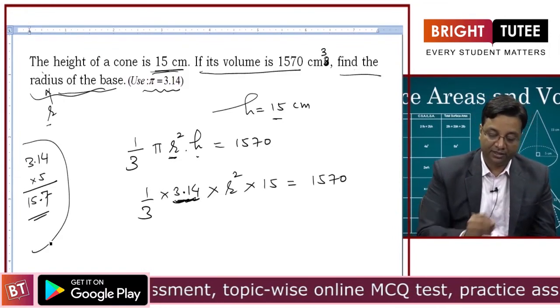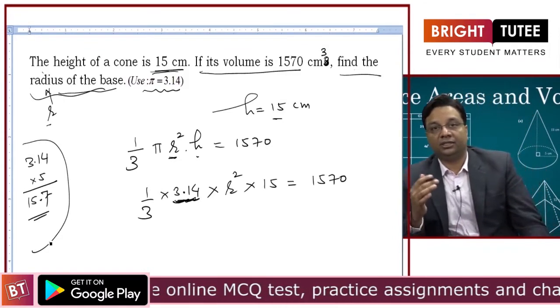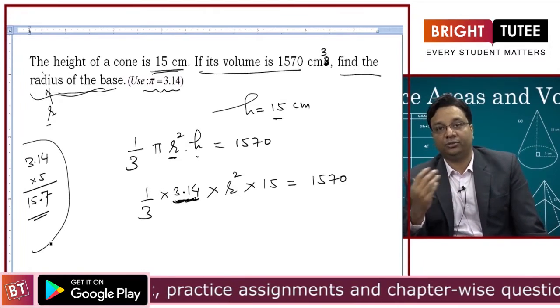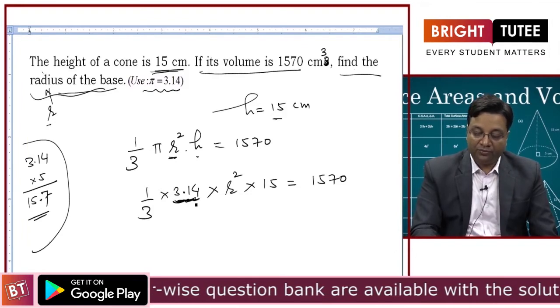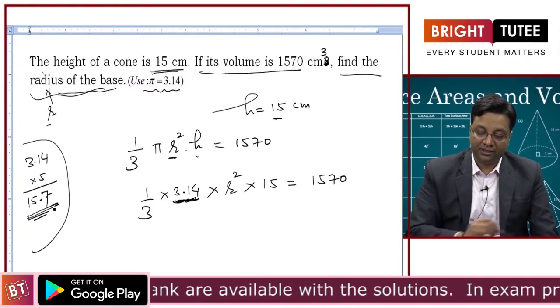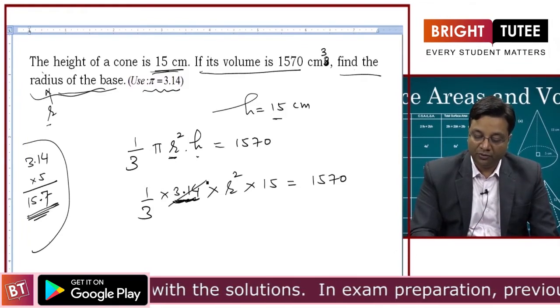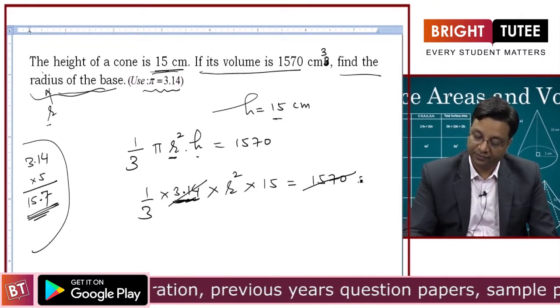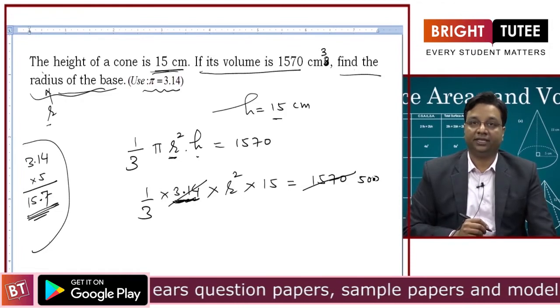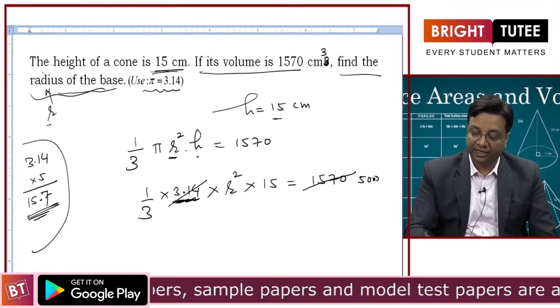Now, you may get the idea why in this question it was mentioned that pi has to be taken as 3.14. So, 3.14 into 5 is 1.57. So, 3.14 into 500 will be 1570, right? This was the idea.